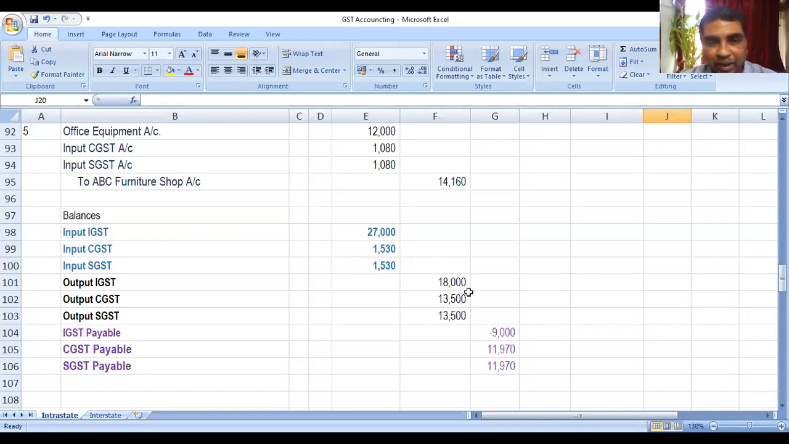And what are the output liabilities? Please speak out. What are the liabilities?